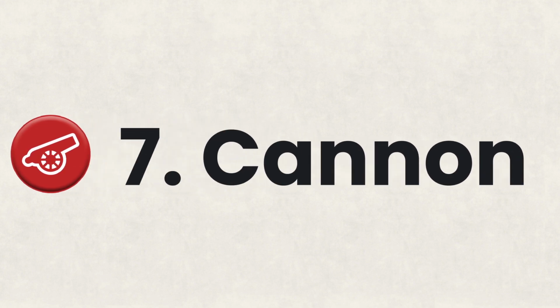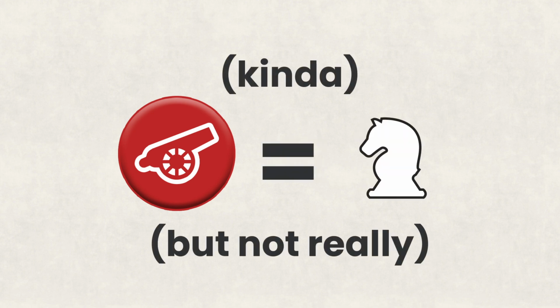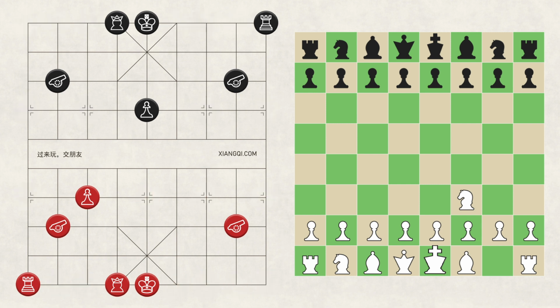7. The cannon. We've saved the most unique piece for last. The cannon, which has no direct chess equivalent. We don't want to leave you with nothing, however, so we'll be comparing it very loosely to the knight. Like the knight, it is the only piece that can jump over other pieces. Since it requires another piece to be present in order to capture, it is almost strictly less powerful towards the end of the game, when there is less material to utilize.